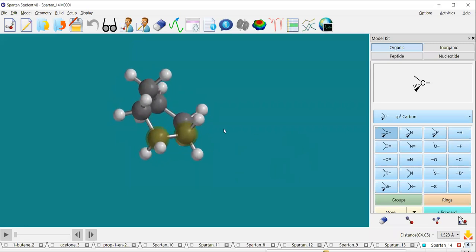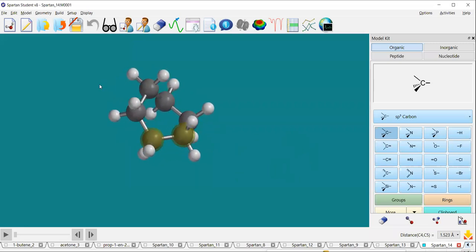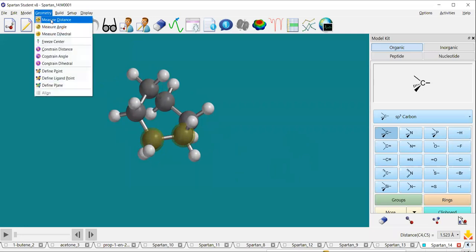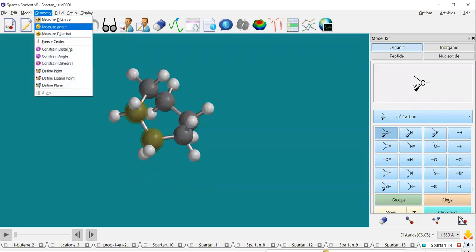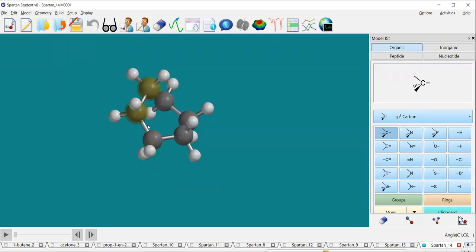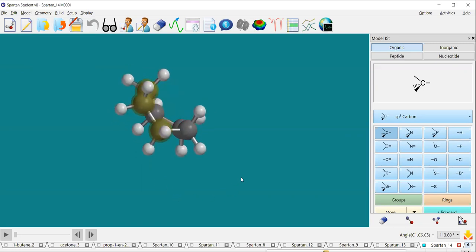Now I'll have to check my corner. So I will measure the distances between hydrogen and carbon. That's hydrogen and carbon, it's the same, 1.097. And between carbon and carbon, it is 1.530 angstroms. And finally, the angle. Angle 1, 2, 3. This is my angle. Perfect. 113.60. So record these numbers.